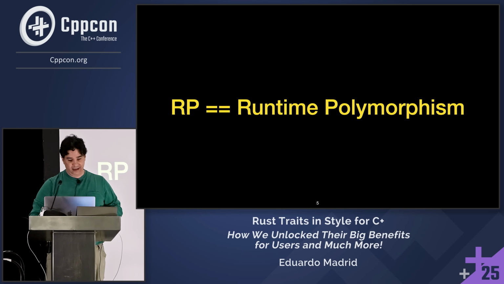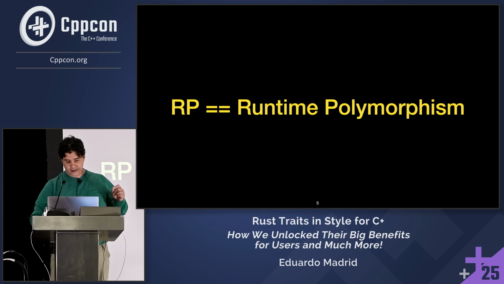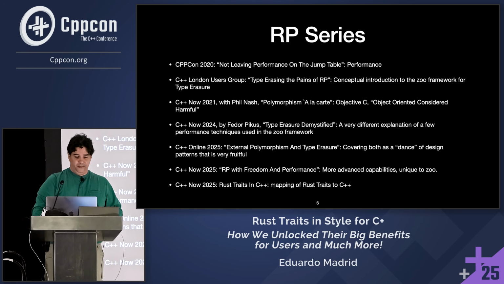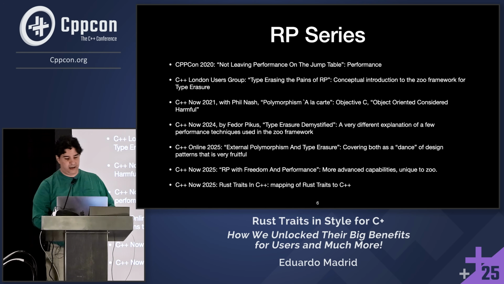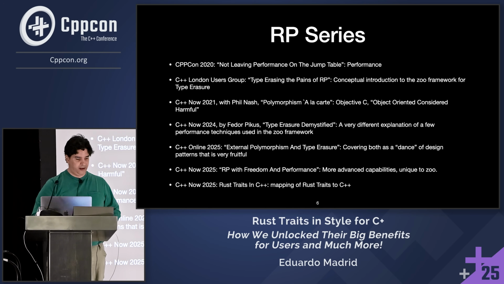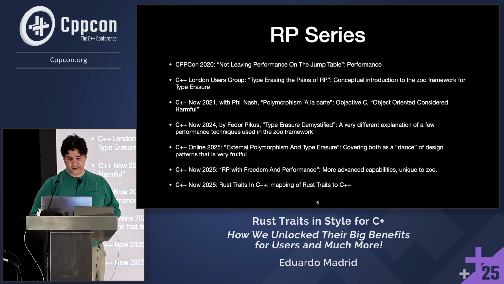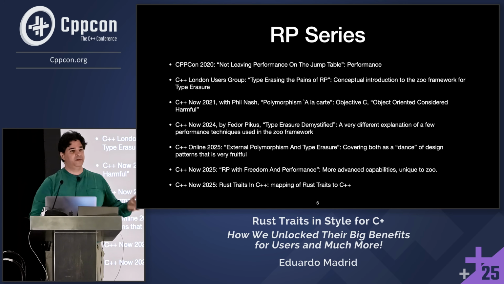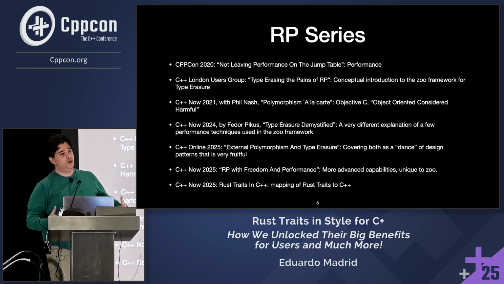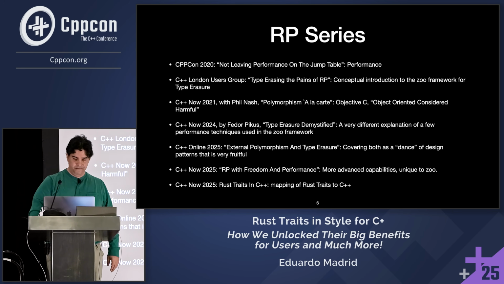I'm going to use the abbreviation in the slides of RP for runtime polymorphism. It is a mouthful, and sometimes I will not say it. There is a series of presentations in which I have covered this topic, and there are others, for example, the presentation by Fedor Pikus at C++ Now last year, Type Erasure Demystified, which I'm going to include in the series because they mutually reinforce. There is some overlap between them, and they mutually reinforce.